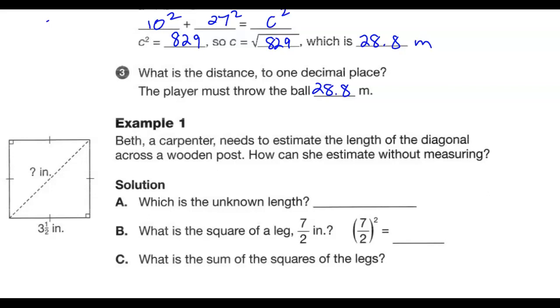Next one, Beth, a carpenter needs to estimate the length of the diagonal across a wooden post. How can she estimate without measuring? Okay, well, let's take a look. She wants that diagonal. So which is the unknown length? That is opposite the 90 degrees, so that's the hypotenuse.